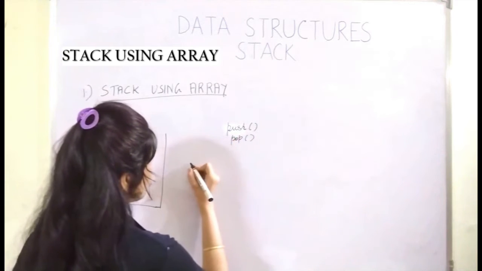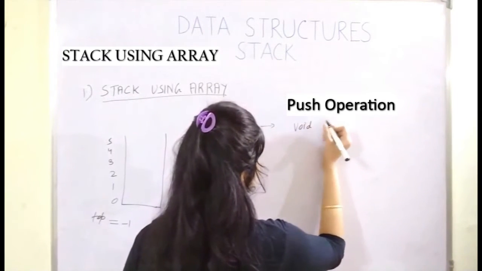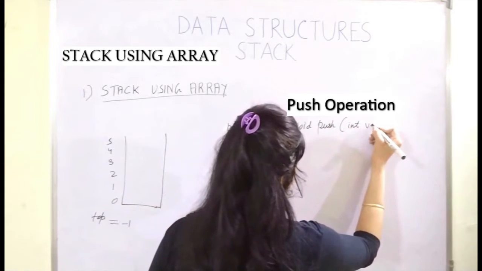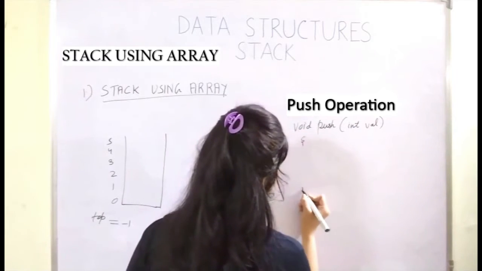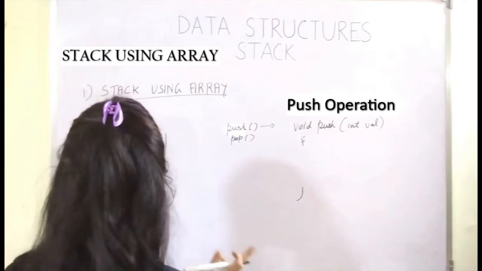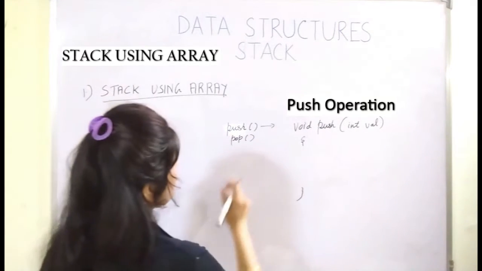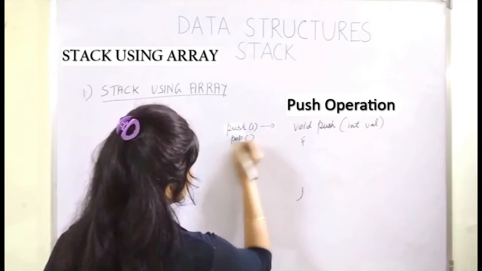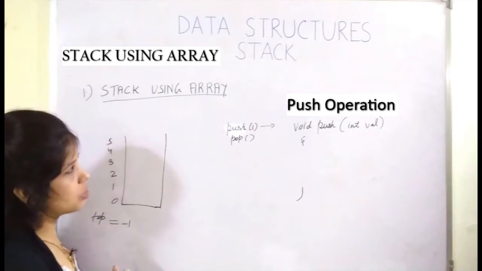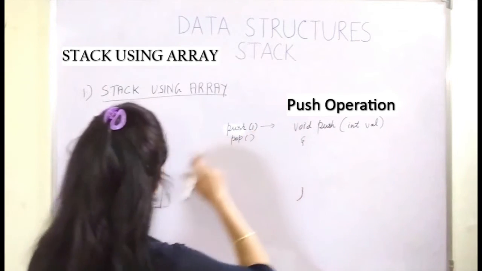In case of push, what will be the definition? It will be like void push(int val). What are we supposed to do in case of push? The very first thing is that you have to push some value. Suppose from the main function I call push and pass the value 1, which is of the data type integer. Then I want to push this 1 here.